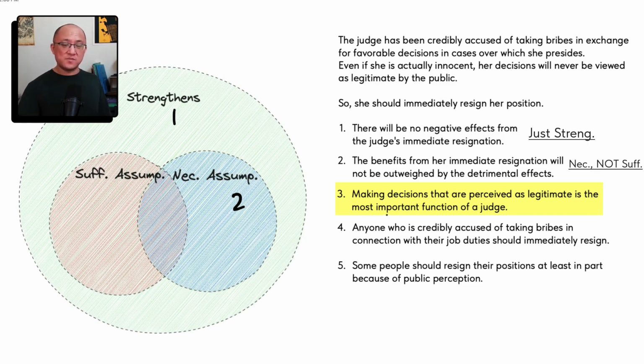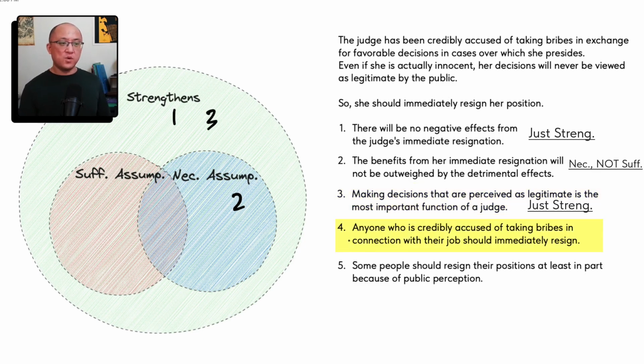It does help the argument, but it's not necessary that it be the most important because maybe it's the second most important or third most important, and that wouldn't hurt the argument. So number 3 right now is just strengthen, not necessary. Is it sufficient though? And hopefully you know by now, no it's not. Because even if it's true, you still have no idea when someone should resign. So number 3 is not sufficient, not necessary. It does help this argument though.